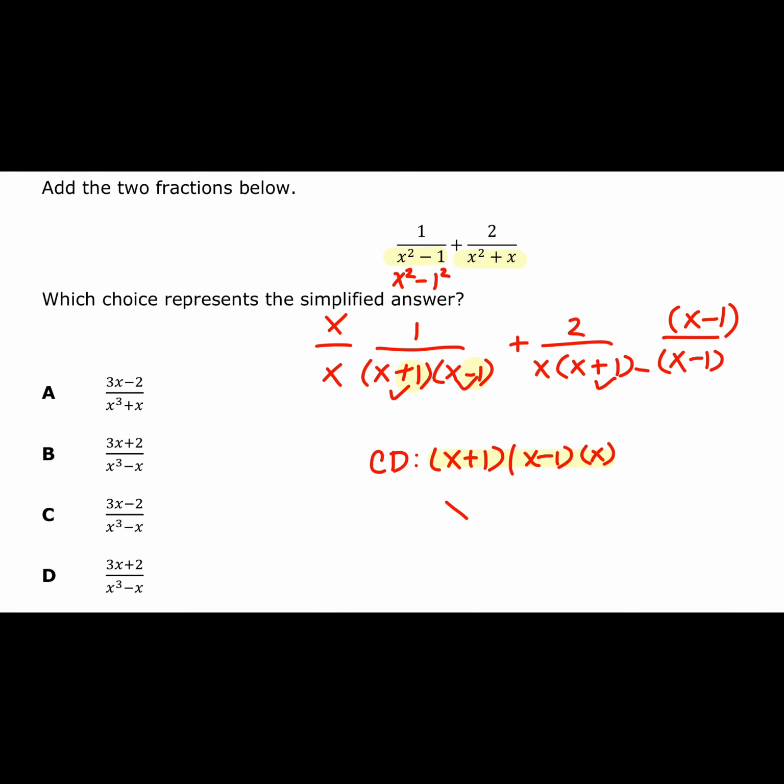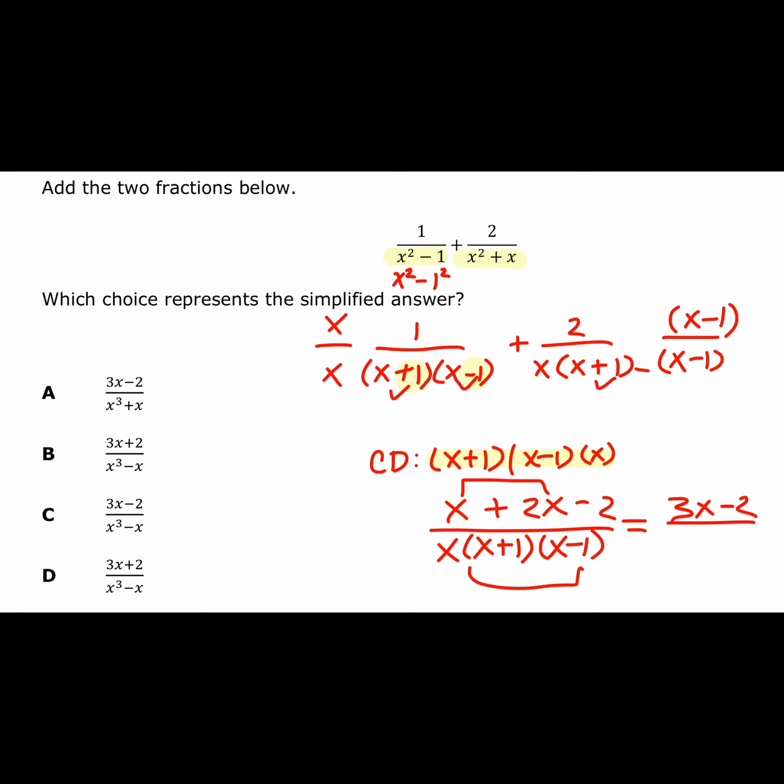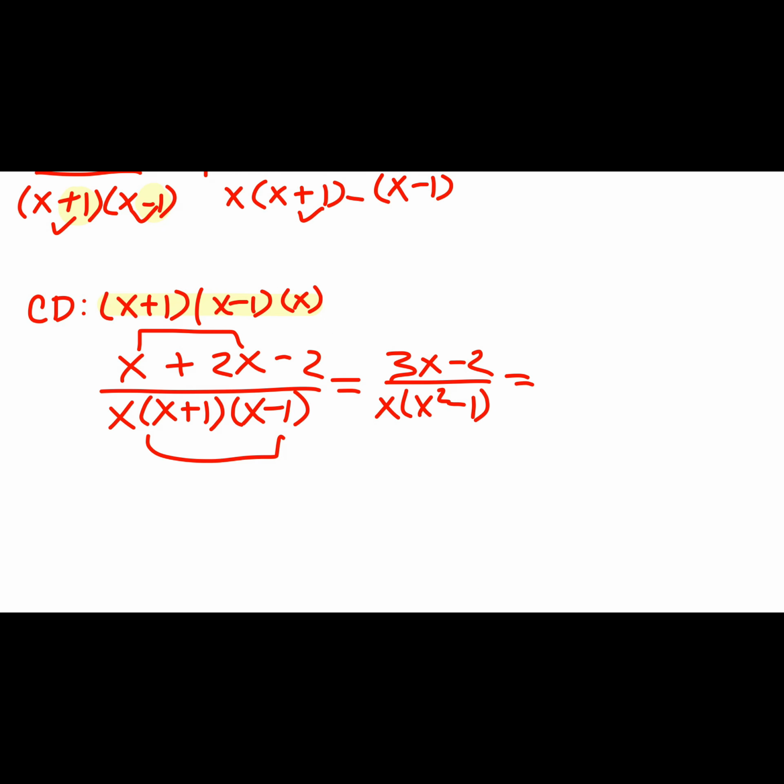So I end up with x plus 2x minus 2 all over x plus 1, x minus 1. And so when I work on simplifying this, x and 2x gives me 3x minus 2. And on the bottom, if I FOIL this back in, I get x times x squared minus 1. And if I redistribute that x back in, I get 3x minus 2 over x cubed minus x.